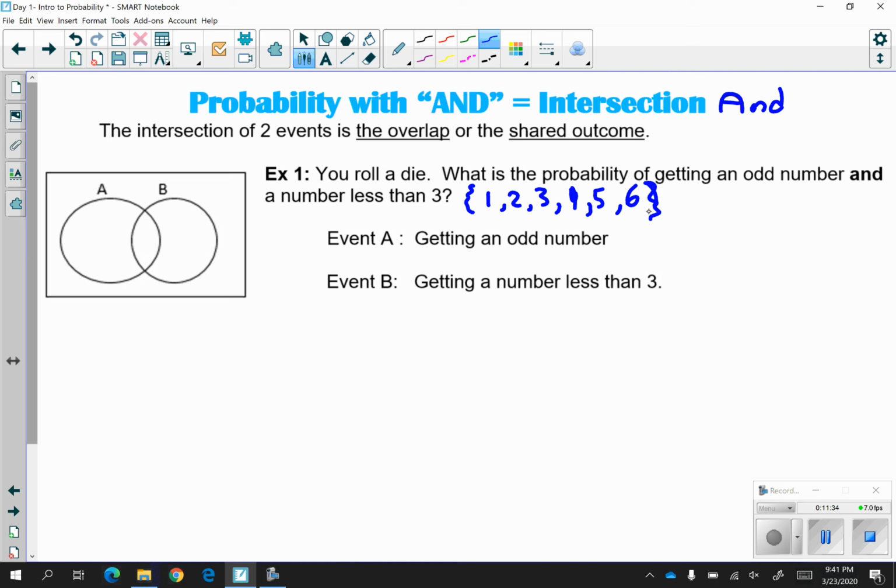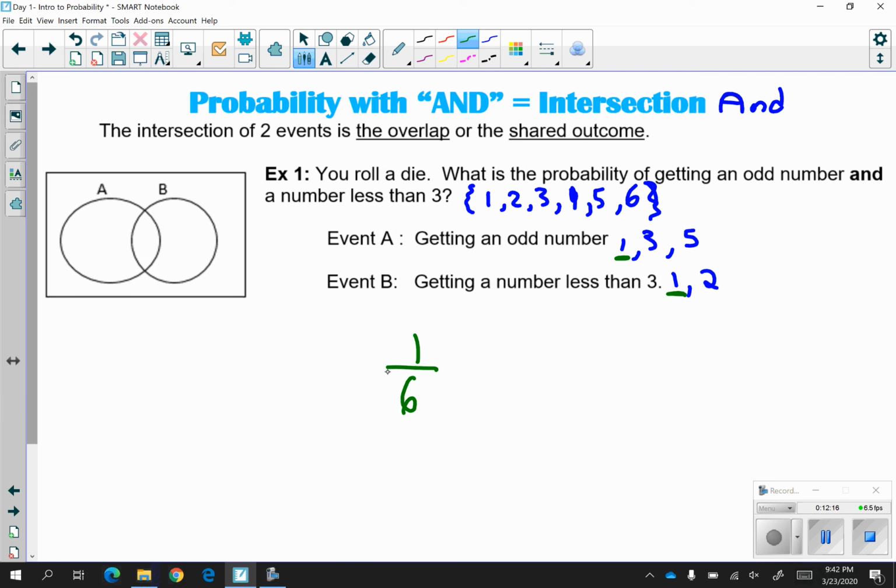The probability of getting an odd number. The odd numbers are 1, 3, and 5. Now you have the probability of getting a number less than 3. So we have 1 and 2 are both less than 3, right? In order to find and, you want to find the numbers that go in both of them. So both sets have one number in common, which means your probability is one option, the number 1, out of 6 different outcomes.